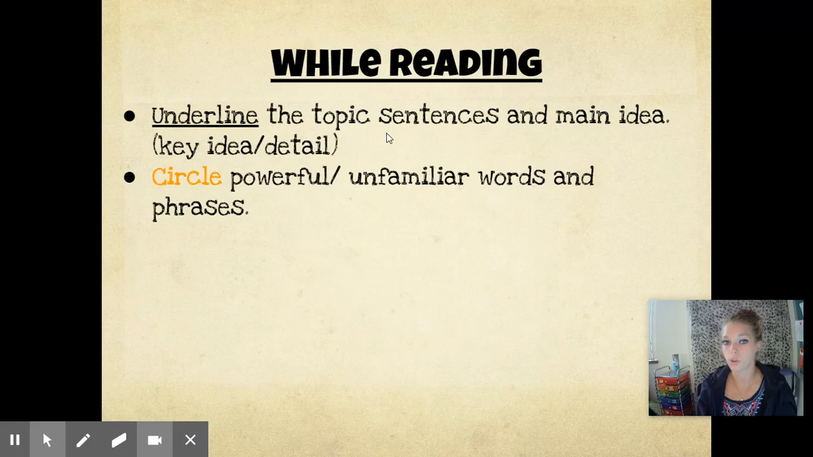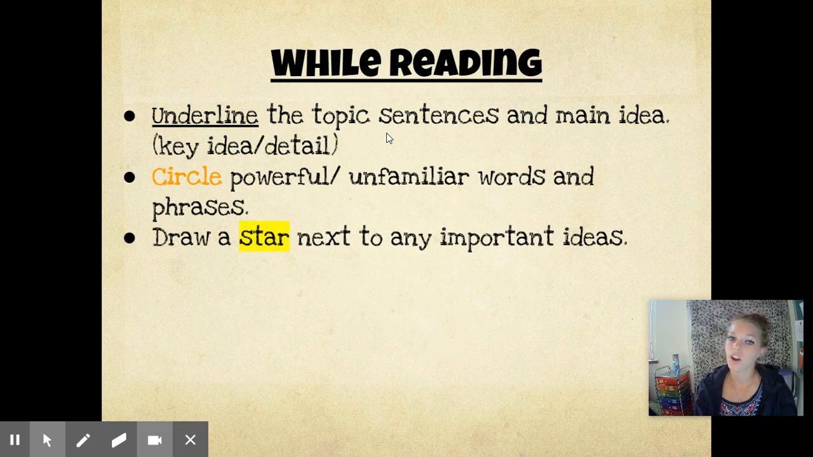You maybe want to circle words that you don't know or powerful words. So this could be like the word gap. You could circle it, put a WG by it, and write down word gap. Maybe you looked up the definition, then you can write the definition by it. You draw a star next to something that's important. Underlining is like the main idea of the topics. Stars are those important details that go underneath the main idea. So if my main idea is how to make pizza, I might star important details like knead the dough, pour the sauce on the dough, etc.